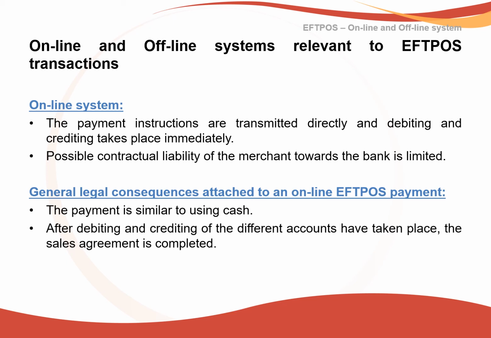We will now look at the general legal consequences attached to an online EFTPOS payment. Where the EFTPOS payment takes place in an online system, the payment is similar to using cash. The sales agreement will be completed between the customer and merchant as soon as the debiting and crediting of the different accounts takes place. Where the payment was not completed for whatever reason, the customer must pay using another method to avoid cancellation of the sale agreement. We will now discuss the offline system in the next slide.